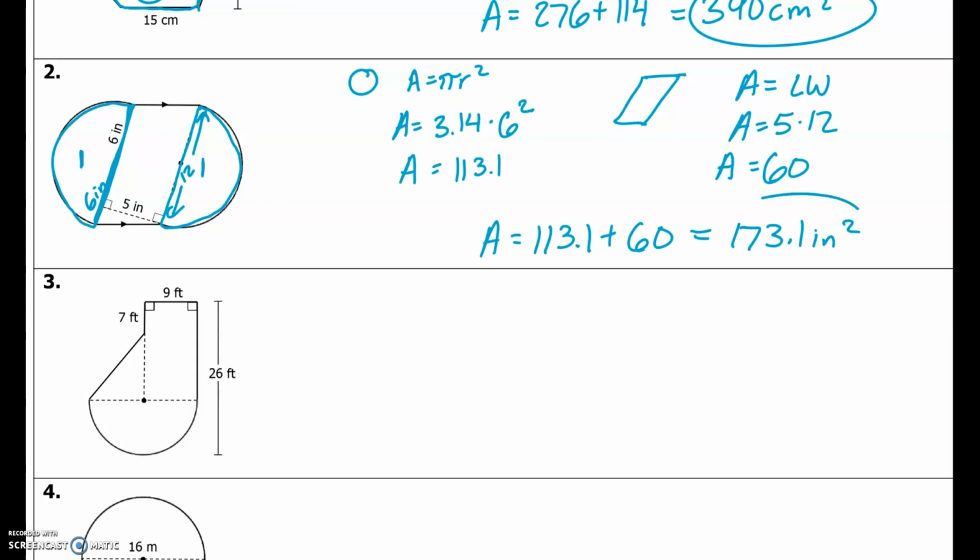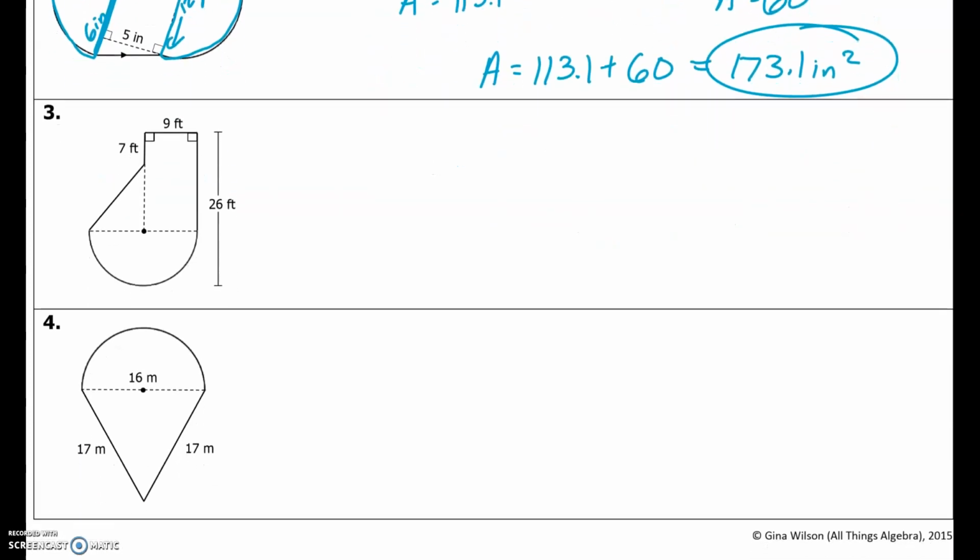Okay, so for number 3, this one's a little different because we have 3 composite shapes put together. So we have to take a look and see how we can break this apart. We have 1 shape, 2 shapes, and the 3rd shape, which is a semicircle. So for our first shape, it's a rectangle. So the area is just going to end up being base times height, which the base here could be either this one or this one, but we only want to take a look at the shape itself.